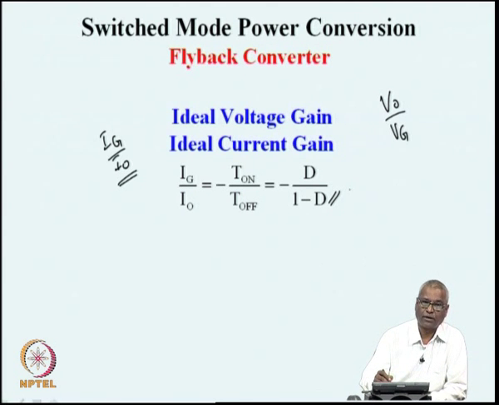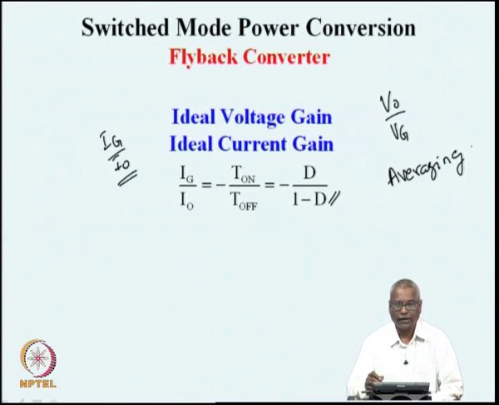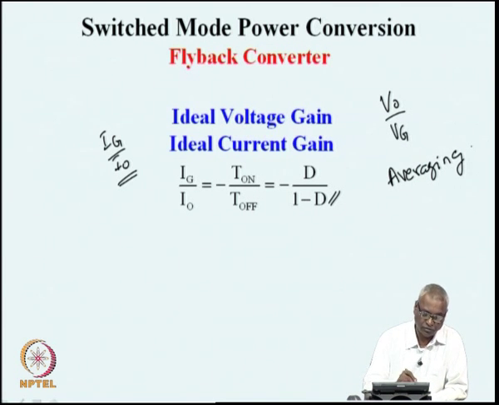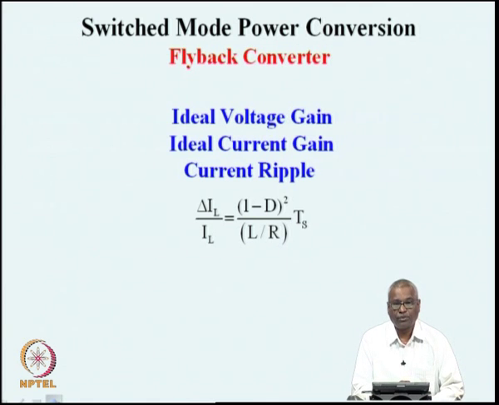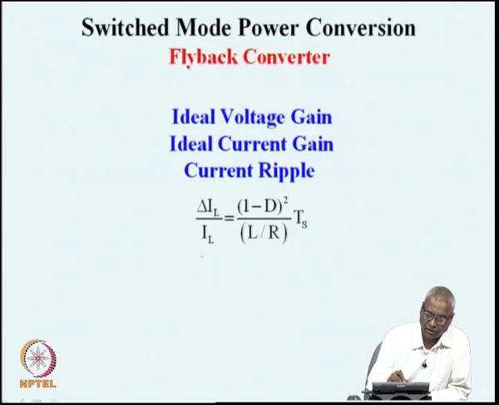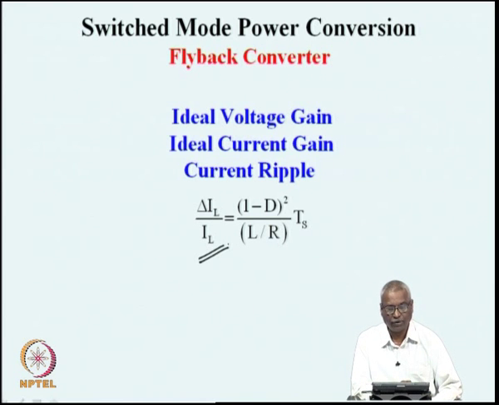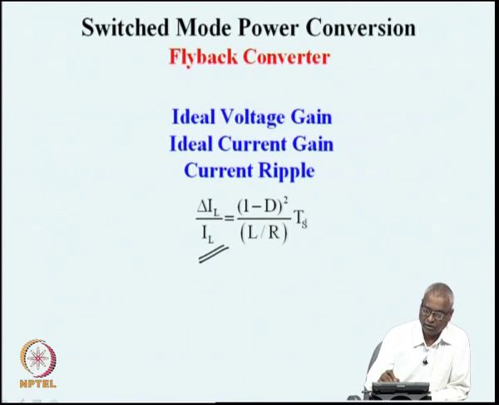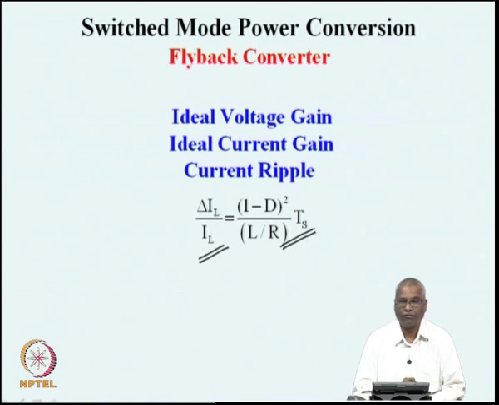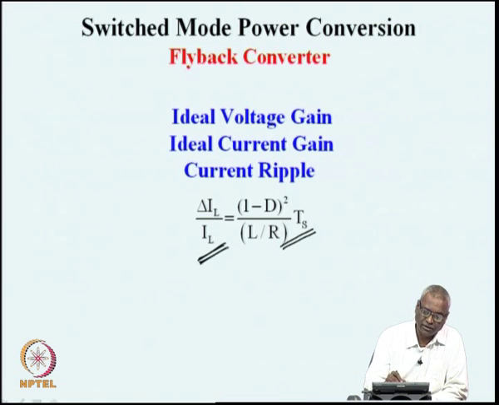This was the second ideal performance characteristic that we found. This was obtained by averaging the current. The ideal voltage gain was obtained by finding the volt second balance on the inductor and equating it to 0. The current ripple is an undesirable performance in the converter, and we try to normalize it as a ratio of ripple current divided by the inductor average current, and that also was found by integrating the inductor current and finding the ripple current in the inductor and normalizing it to the average current in the inductor.